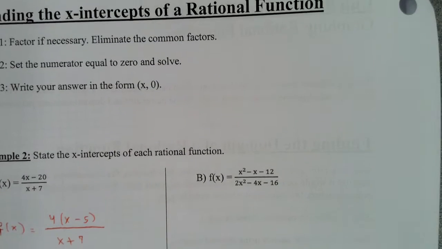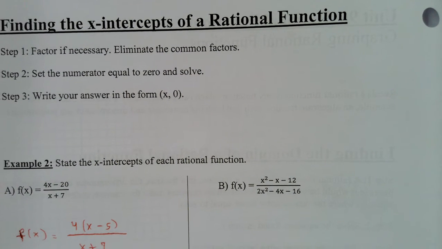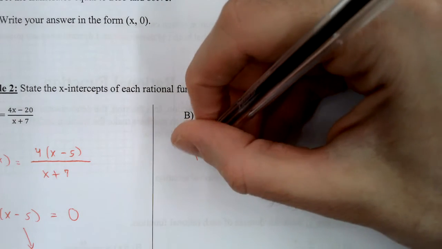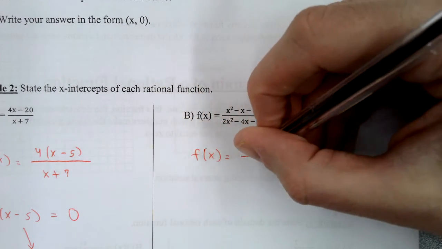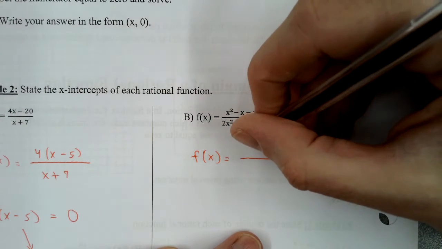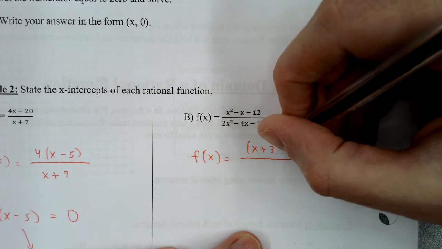Okay, 2b, we're going to follow the same 3 steps. Step 1 says factor if necessary. So we're going to factor the numerator first. Find 2 numbers that multiply to negative 12 and add to negative 1. So it'll be x plus 3 times x minus 4.